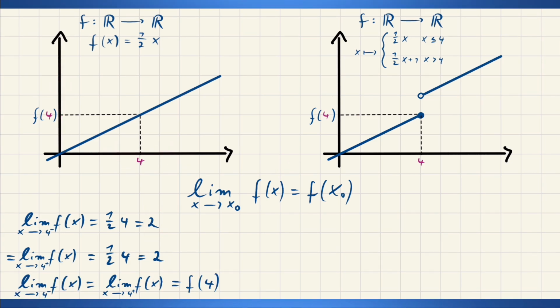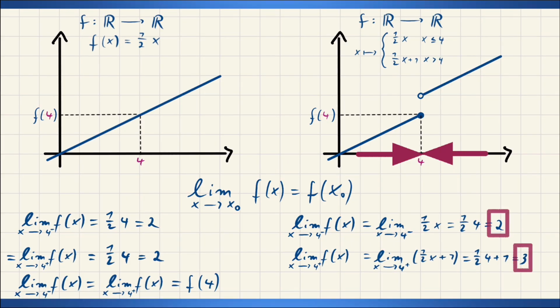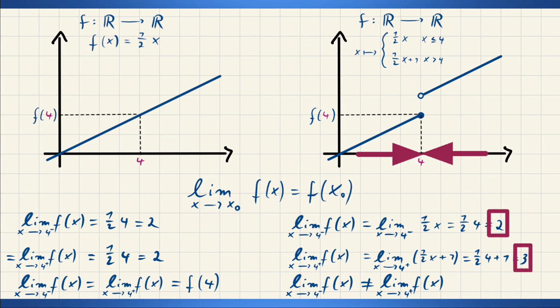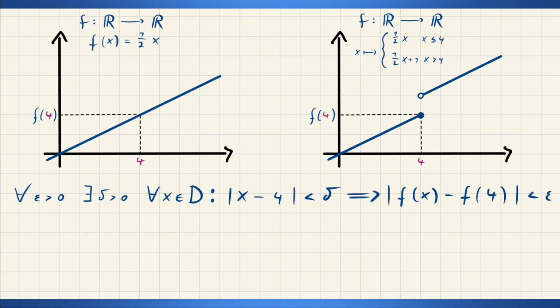On the right, the situation is different. While the right hand condition is satisfied, the left hand limit is not. The left hand and the right hand limits do not match. The function is not continuous at 4. Now let's look at it with the Epsilon-Delta criterion.